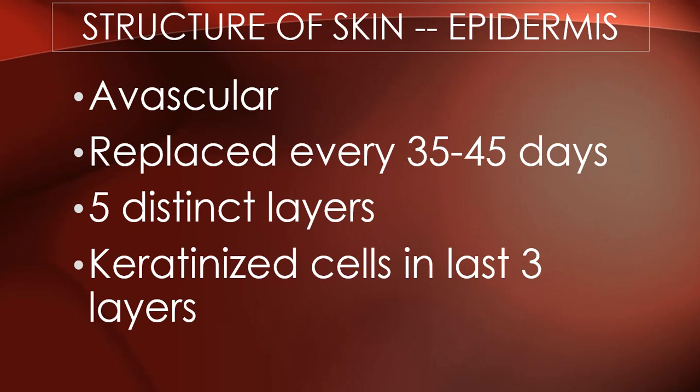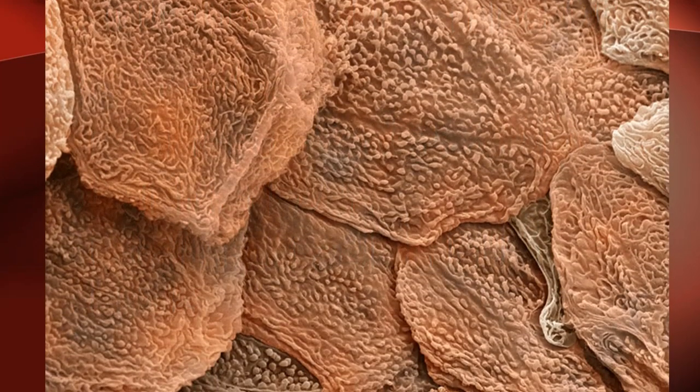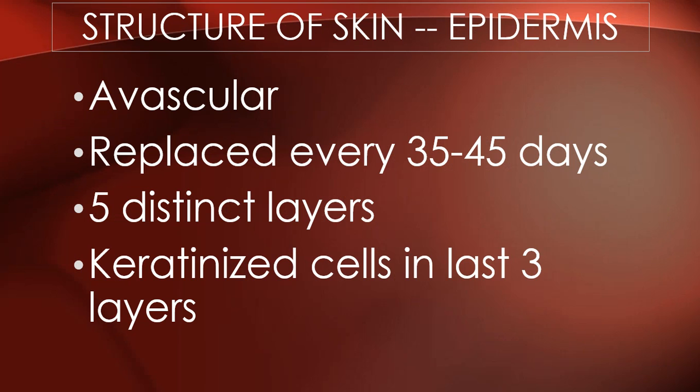It's replaced every 35 to 45 days. It's constantly going through mitosis, constantly going through growth and pushing up, pushing up, pushing up. There are 5 distinct layers. Let's see if I'm going to talk to you what this keratinized means. Okay, that's the very top layer right there. It's completely keratinized. So that word keratinized, keratin is a type of protein that the skin itself produces.